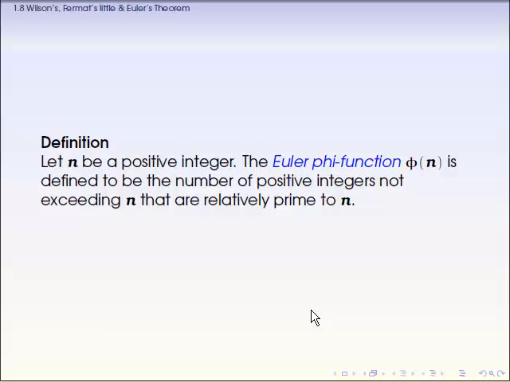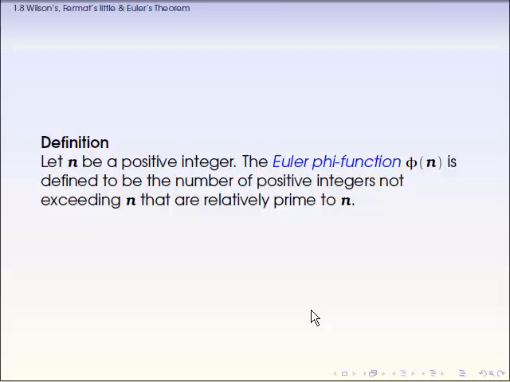Let's say n is any positive integer. It could be prime or composite, doesn't matter. Then the Euler phi function, which is written as phi of n, is defined to be the number of positive integers not exceeding n that are relatively prime to n. Okay, can you see that? So phi of n denotes the number of relative primes to n.